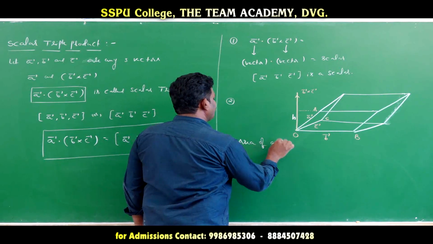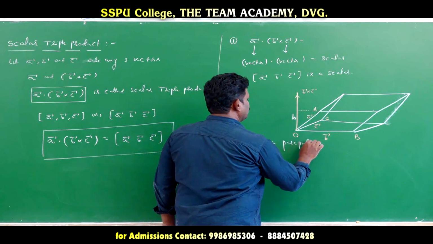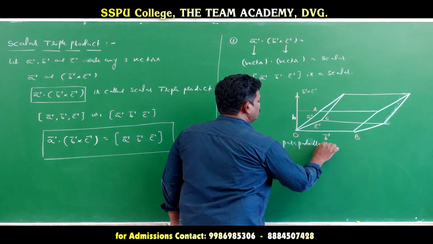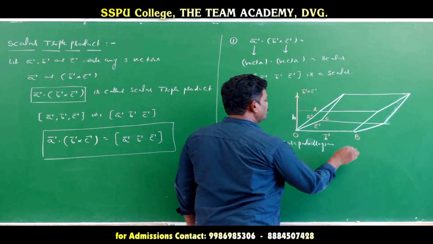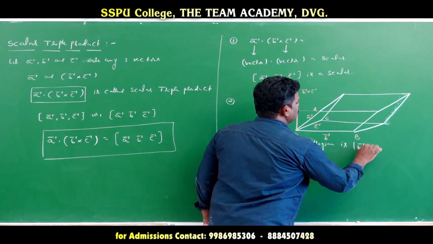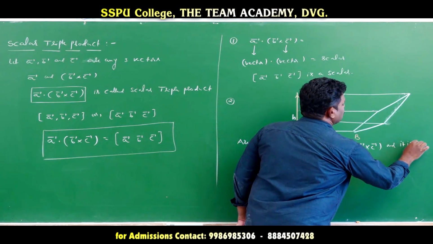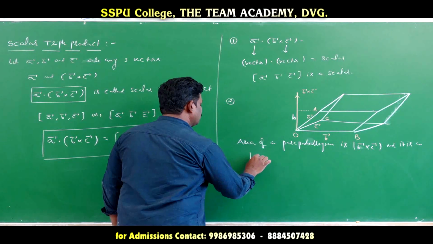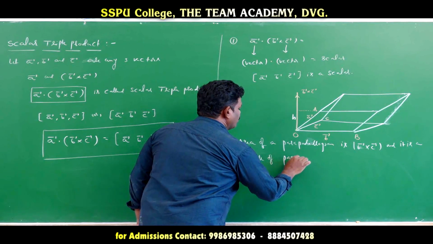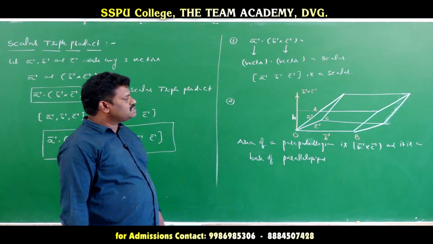Area of a parallelogram. The area of a parallelogram is the magnitude of B bar cross C bar, and it is the base of the parallelepiped. So now that area is the base of the parallelepiped.